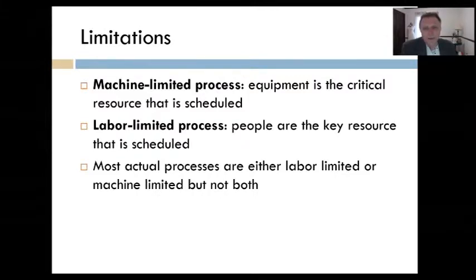There are always limitations in a work center. There's machine limitations and then labor limitations. Remember, you can have 100 people working in a work center, but if you haven't got enough equipment to support all of them, you're machine limited. The opposite can be true. You can have all kinds of equipment in your work center and only have one person running it, and now you're labor limited. And as it says on the slide, most processes are either one or the other, but not both.